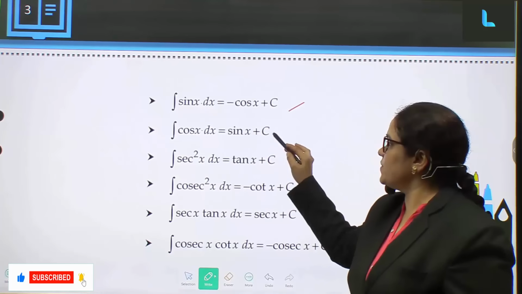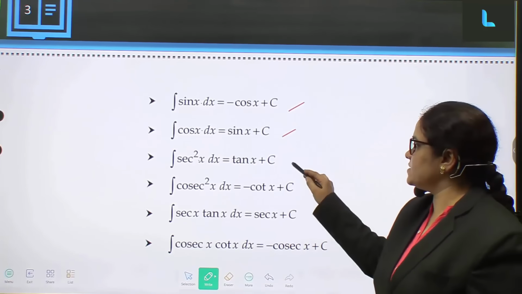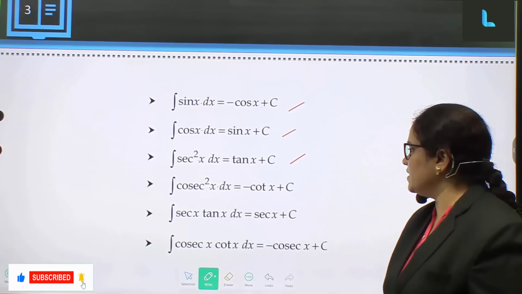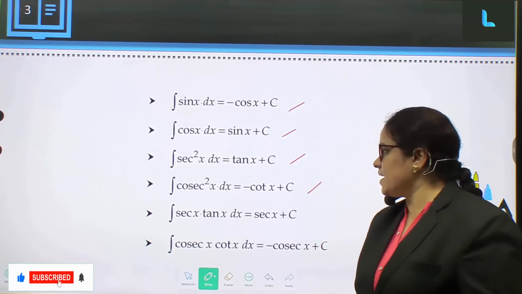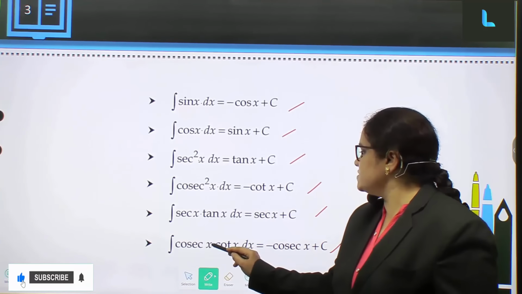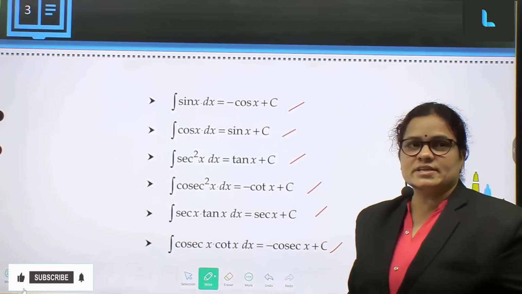Integral cos x dx value is sin x plus c. Integral sec^2 x dx value is tan x plus c. Integral cosec^2 x dx value is minus cot x plus c. Integral sec x tan x dx equals sec x plus c. Integral cosec x cot x dx equals minus cosec x plus c.